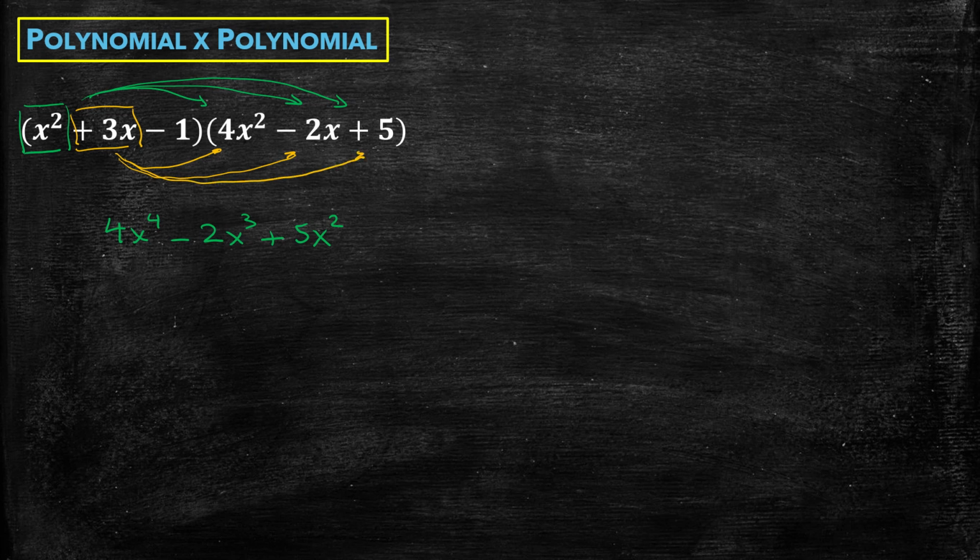But when I do 3x times 4x squared, I actually get a 12x cubed. And to be organized, I'm going to line this up vertically. So the 12x cubed will be my first term, so that it will be easy to combine like terms. And then we would get 3x times negative 2x, negative 6x squared, and 3x times 5, which would be plus 15x. And then we just have to do the minus 1. Minus 1 times 4x squared will be negative 4x squared plus 2x minus 5.